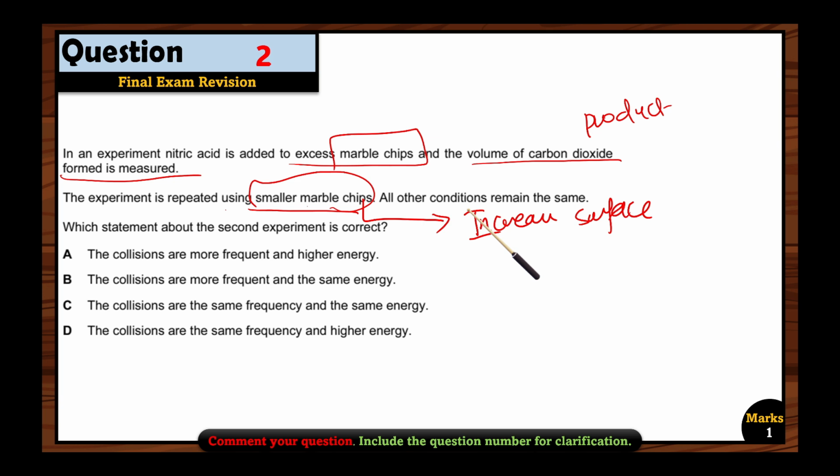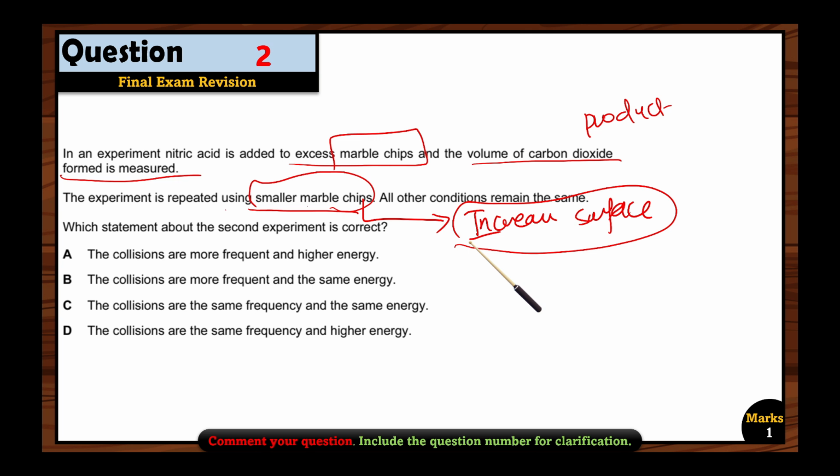What is the reason behind increasing the surface area, or decreasing the particle size? If you increase the surface area, the number of collisions increases. That's why the rate of the reaction will increase. So increasing the surface area always increases the number of collisions. There is no other reason behind this. Only one reason: the number of collisions will increase.